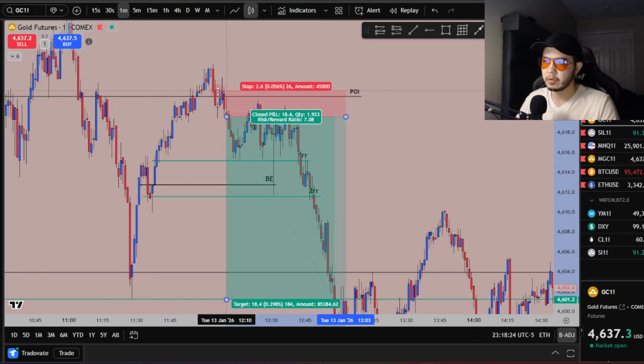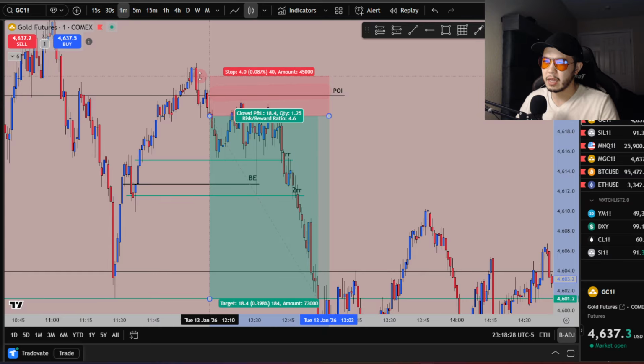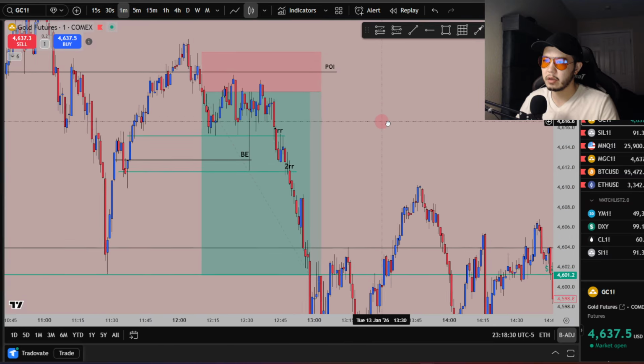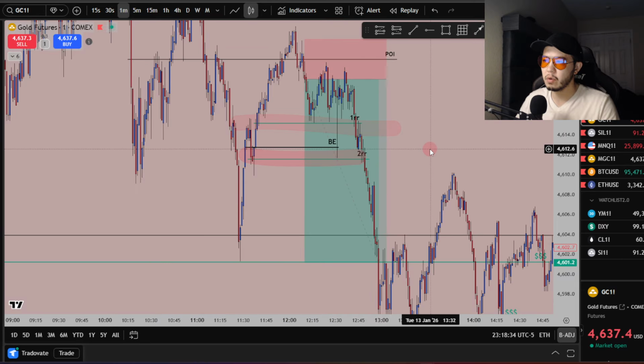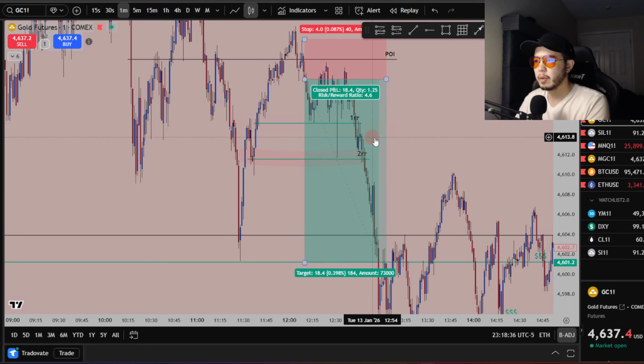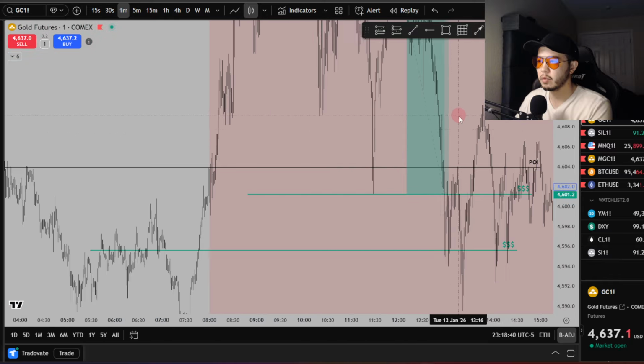I had my stops somewhere around here above the POI. I think I had it here originally. I was aiming for a 1 hour and 2 hour. And that was my break even. And these were my targets.